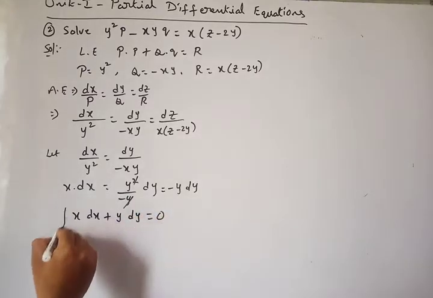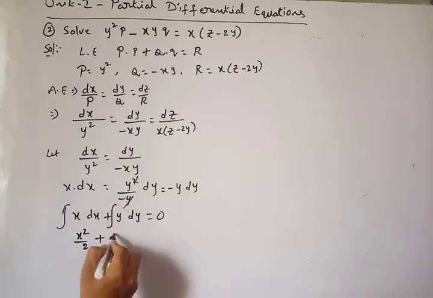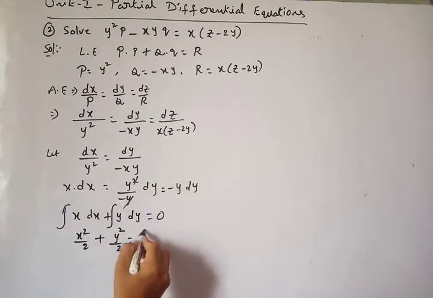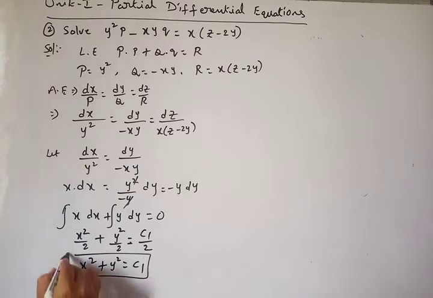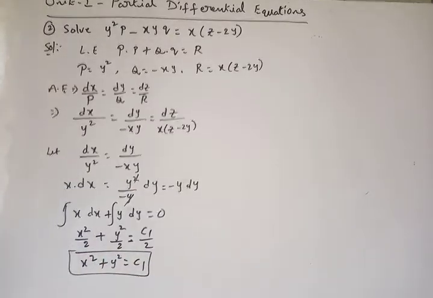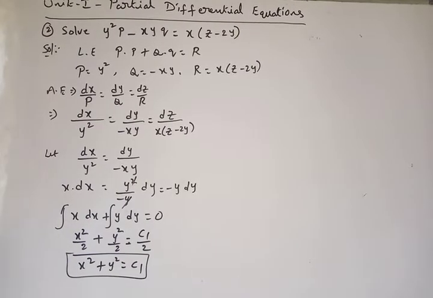Now what you have to do? Integrate. If I integrate here, integration of x is x square by 2. Integration of y is y square by 2. Take the constant as C1 by 2. So x square plus y square is equal to C1. This is our one solution. One constant we got, C1. Right? So this is one solution: x square plus y square is equal to C1. Now similarly, you need to solve for the second solution.